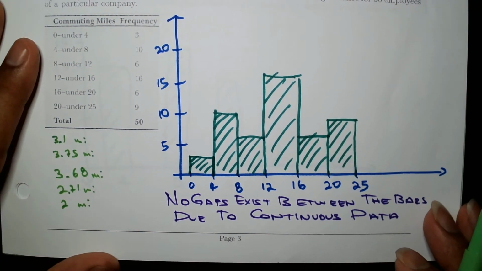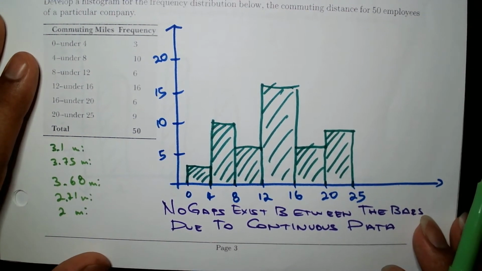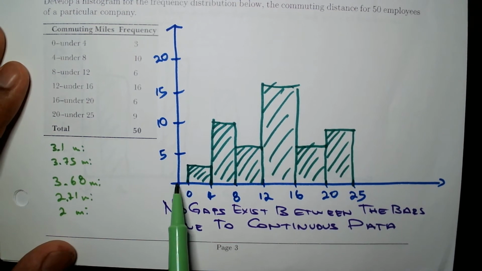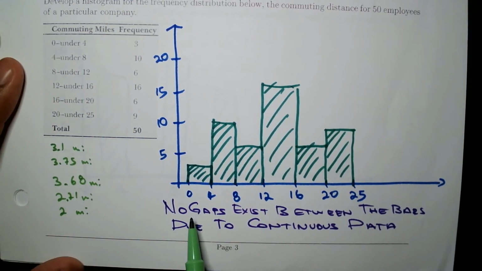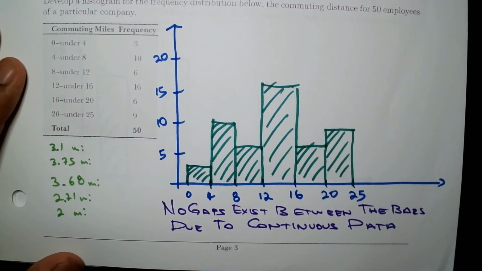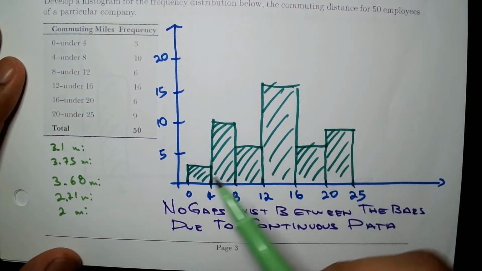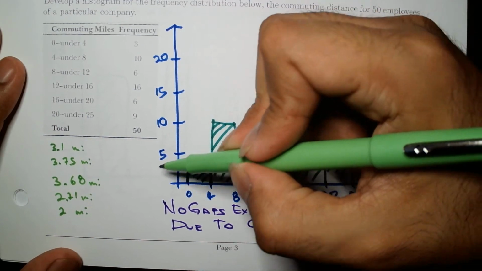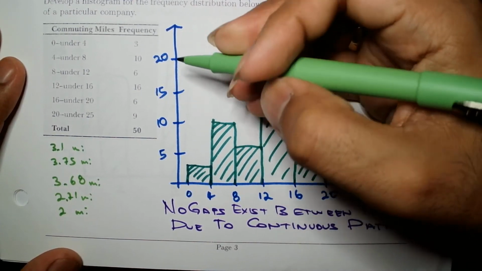So in this case, we're going to represent this again. The x-axis represents the categories: 0 and 4, 4 and 8, 8 and 12, 12 and 16, 16 and 20, 20 and 25. And because we're looking at continuous data, there are no gaps between the bars. Again, for the y component, there's no right or wrong way to label.